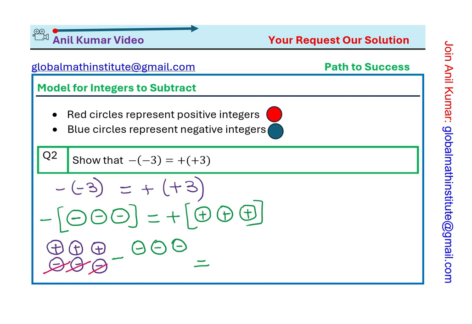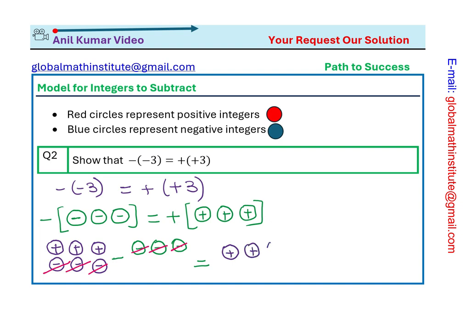So if we take away 3 negatives from the combination, we are left with 3 positives, as you can see, right? So we are left with 3 positives. Clearly, this is equal to positive 3. And so we have shown once again that negative of negative integer is in fact positive integer. Now, this is a very, very important concept which we are going to use in subtracting integers.